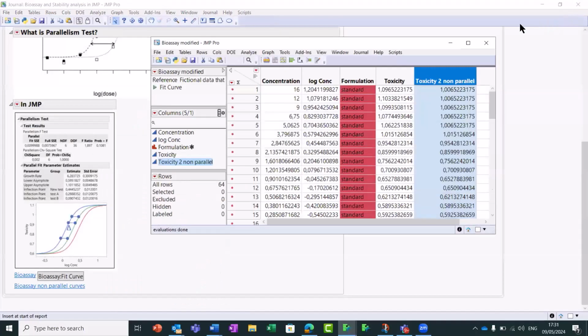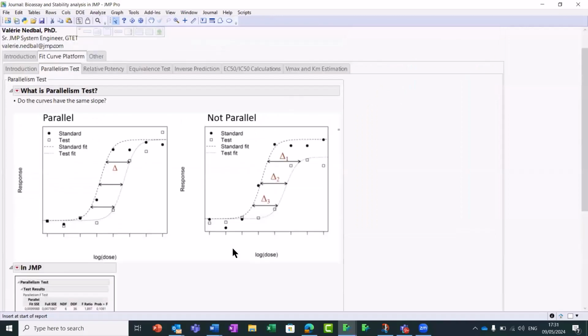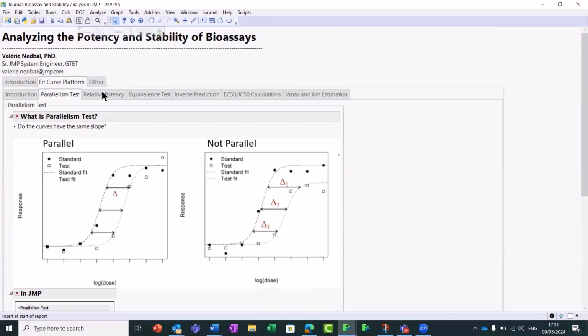So let's go back to my journal file and go on with the relative potency.